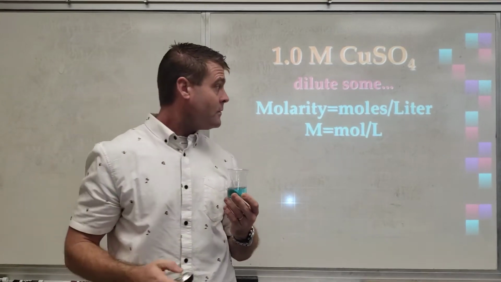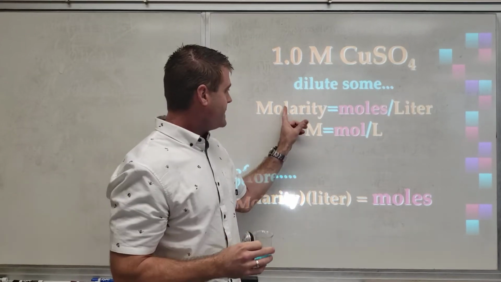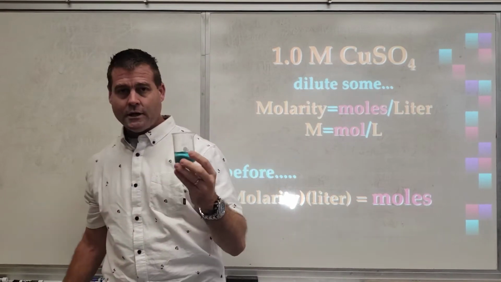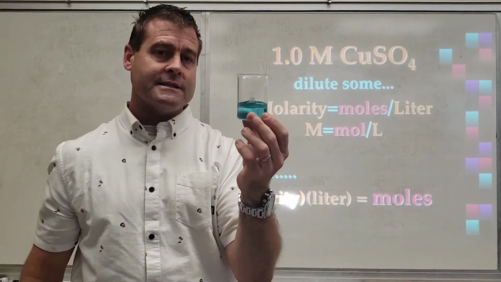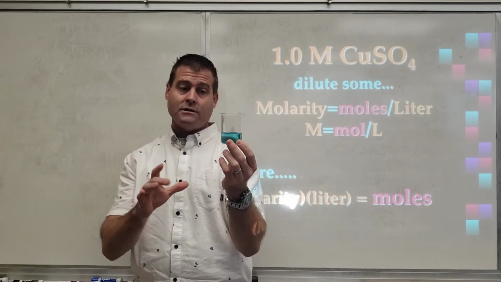So before we did dilution, right? We can kind of set up this molarity equation solving for moles, okay? But here's kind of what I want you guys to think about. What is different now that it's diluted? Compared to what it used to be, what's different? You should be able to see that.